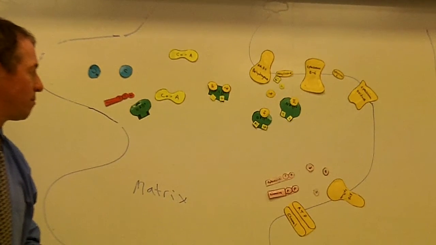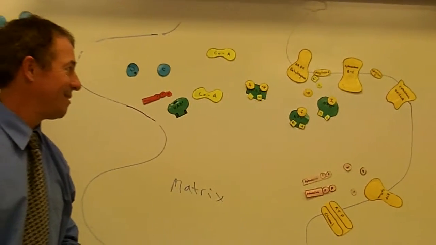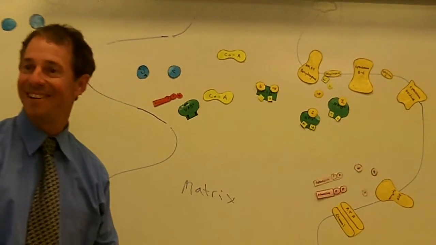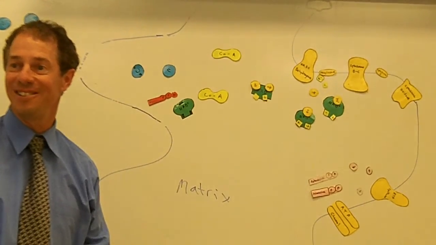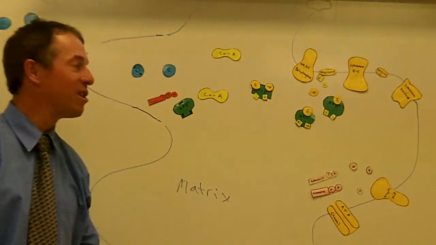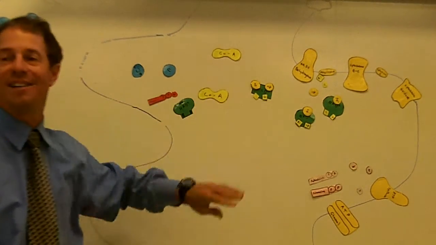So there's an electron transport chain in mitochondria and glycolysis? That's correct. Do they have the same proteins? They're a little different, but they're pretty close. There's no photosystems, no. This doesn't need light.